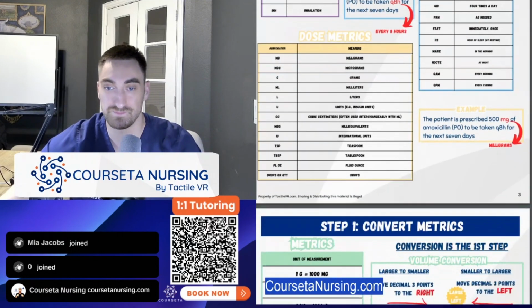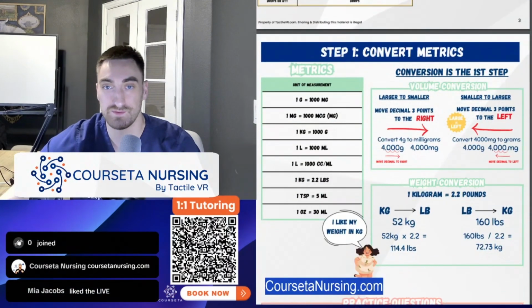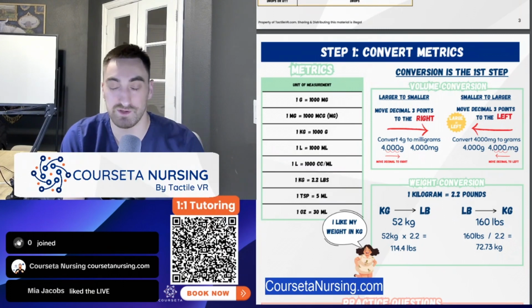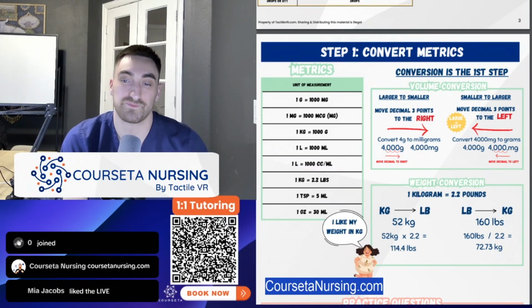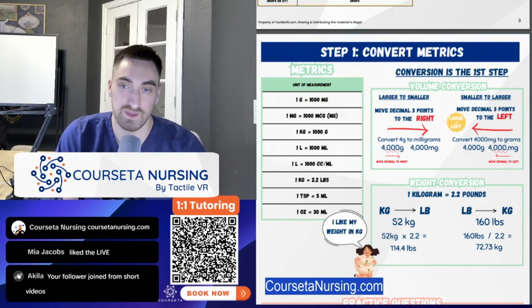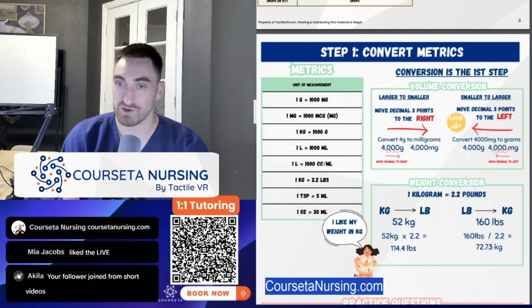All right, so step one, every time you do a dosage calculation problem, the first step is simply convert the metrics. So whatever answer they want you to get to, you want to convert what you have to that metric. So for example, if you have a medication on your unit that is in milligrams, and they want it dosed in grams, well, you need to convert that milligrams to grams. So it's pretty simple.